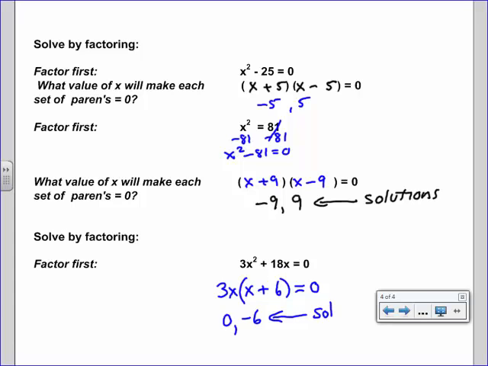And again, your solutions, if you plug them back into the original function, would give you 0. If I plugged in 3 times 0 squared plus 18 times 0, it would be equal to 0. If I went 3 times -6 squared plus 18 times -6, yes, that would also be equal to 0. Just like back here, if I went -5 squared minus 25, that would be equal to 0. 5 squared minus 25 would be equal to 0. So we're just taking factoring a step further and finding the solutions.